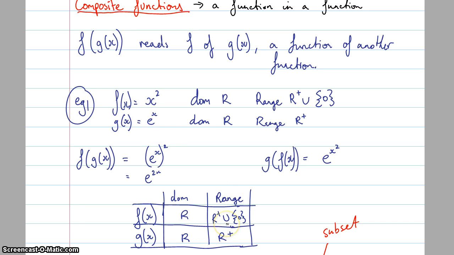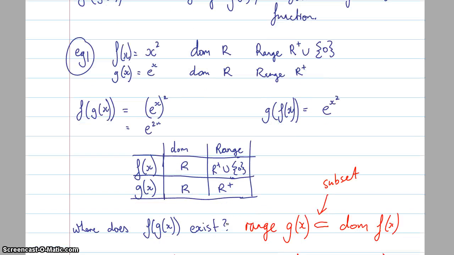Okay, and now I want to ask the question, where does f of g of x exist? The reason I want to know this is because sometimes these graphs don't work everywhere. Sometimes you're actually trying to insert a part of a graph into another part that doesn't exist of another graph. Now I know that sounds a little bit tricky, but let me try and explain it to you.